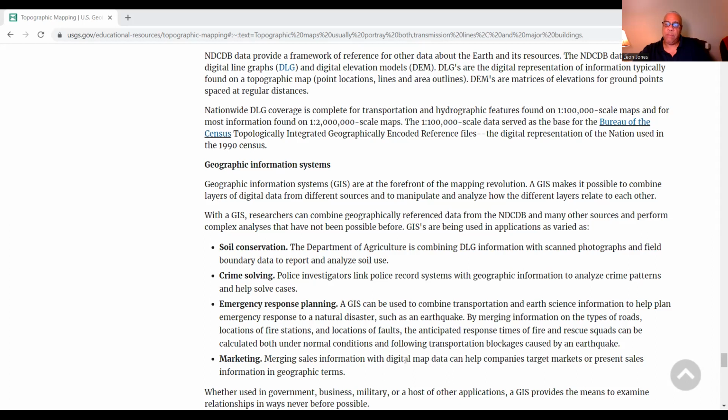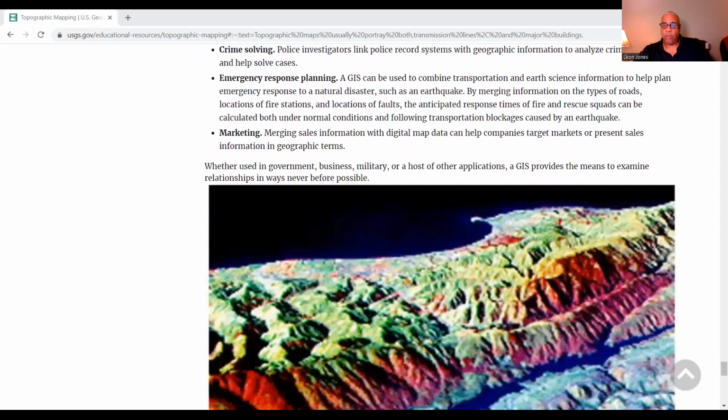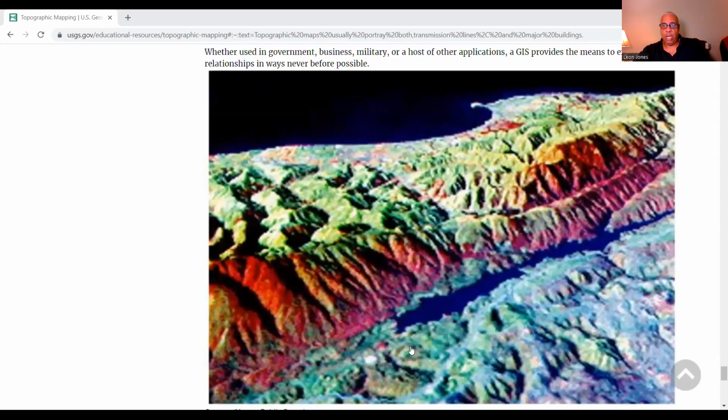Now, today we have GPS and GIS, which involves a lot of surveying operations. And also, this is a map rendered in 3D, and this is what I'm talking about, topography. This is a mountain range. Right here is a river.